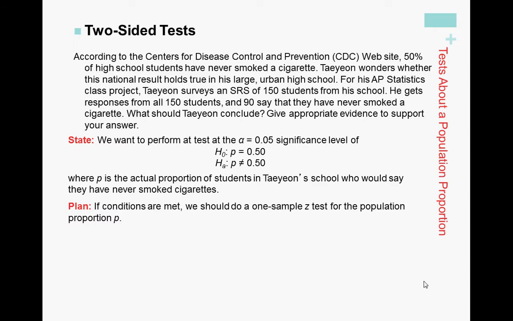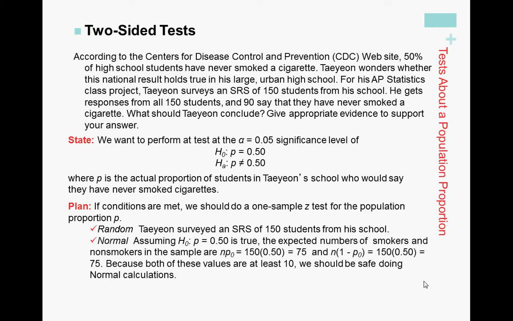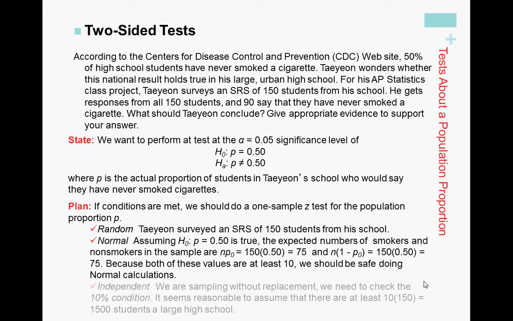Random. He surveyed an SRS of 150 students. Good there. Normal. We can check, based on the null hypothesis p, that the number of expected successes and failures is 10 or more. We're safe with that. Finally, independent. We are sampling without replacement. He's not picking the same person twice or even letting that be possible. So we do need to check the 10% condition. It is reasonable to assume at a large high school there are at least 10 times 150, or 1,500 students. So that seems reasonable at a large high school.